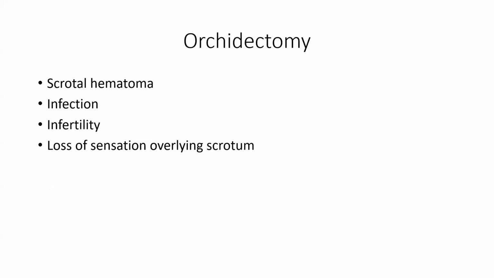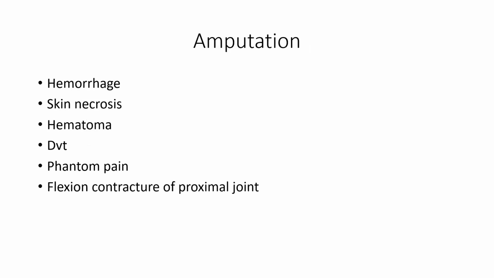Then comes orchidectomy. For orchidectomy, there can be scrotal hematoma in the patient. We can keep a CRS drain in place during surgery so that the hematoma can be evacuated. There can be a local infection in the patient, so the patient is told to maintain proper hygiene. And there can be infertility, and there can be a loss of sensation overlying the scrotum. Next is amputation surgery.